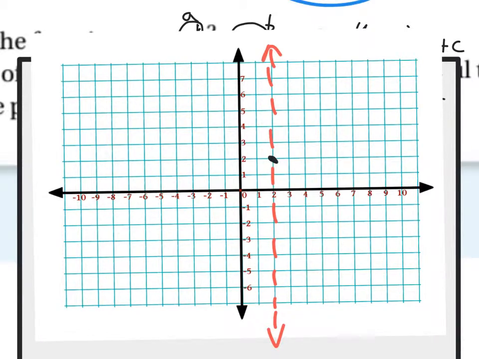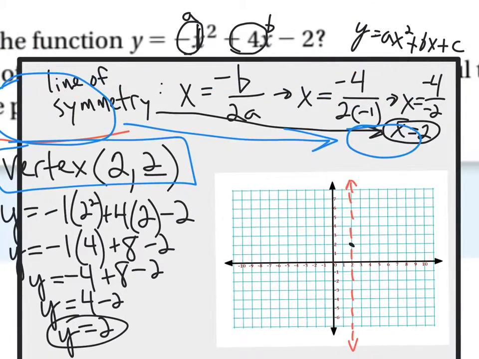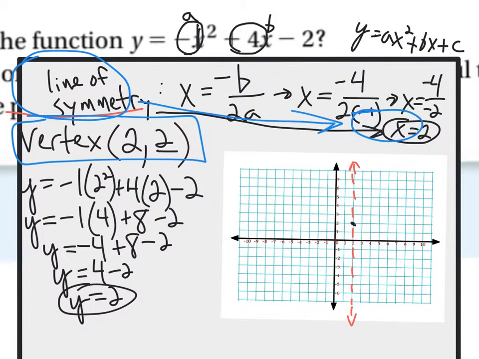Then we can think about whether that's going to end up being our highest point or our lowest point for this graph. On this equation, if we look at the a term, what's in front of the x squared, that's negative, so this is going to open down. It's opening down, which means that vertex is going to be our highest point in this case.